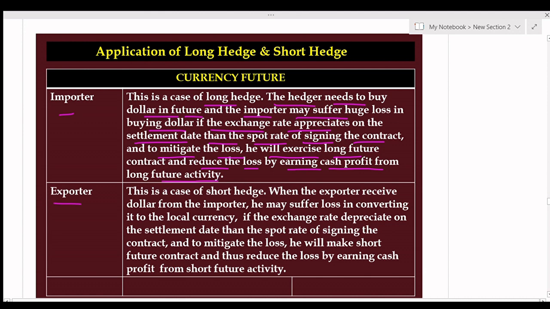Exporter. This is a case of short hedge. When the exporter receives dollars from the importer, he may suffer a loss in converting them to the local currency if the exchange rate depreciates on the settlement day compared to the spot rate on signing the contract. To mitigate the loss, he will make a short future contract and thus reduce the loss by earning cash profit from the short future activity.